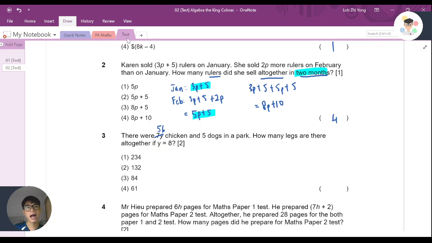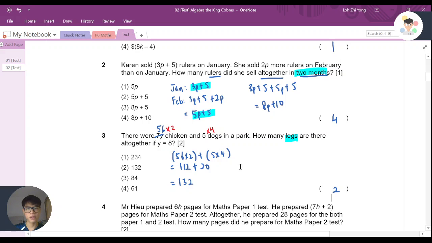And they're asking how many legs. Now, the keyword here is legs. So what you need to do is, chicken have how many legs? We know they have 2 legs, right? Dogs have how many legs? I know they have 4 legs, right? So what you need to do is actually just to use 56 times 2 plus 5 times 4. As you know, 56 times 2 is 112. 5 times 4 is 20. So 112 plus 20 is 132. So the answer is option number 2. So basically, this question is very, very simple.